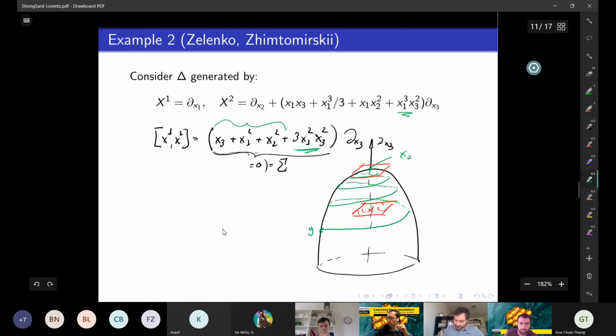But what Zelenko and Zimtorsky showed by hand is that the length of gamma is equal to infinity. We did say that the horizontal paths have finite length. So actually, there's no single horizontal path between y and x0, because it will oscillate, but it will never arrive. The length of it is going to be infinity. So they show that for this example, every single trajectory is going to have infinite length.